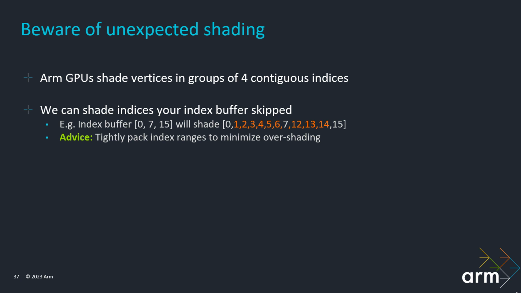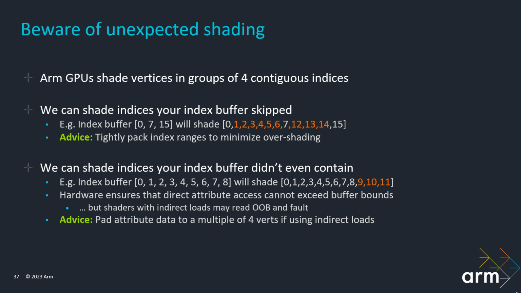We can shade indices that your index buffer skipped. So here we have an index buffer with 3 indices in. We're going to end up shading 12 vertices, including many that your index buffer didn't contain. First of all, this can cause some overshading cost in terms of vertex shader invocations. So first advice is tightly pack your index ranges. Find the min index and the max index and make sure that you use all of the indices in between. Don't sparsely sample. We commonly see people generating mesh level of detail by using sparse sampling. Please don't. Just create a dedicated tightly packed vertex range for each LOD level.